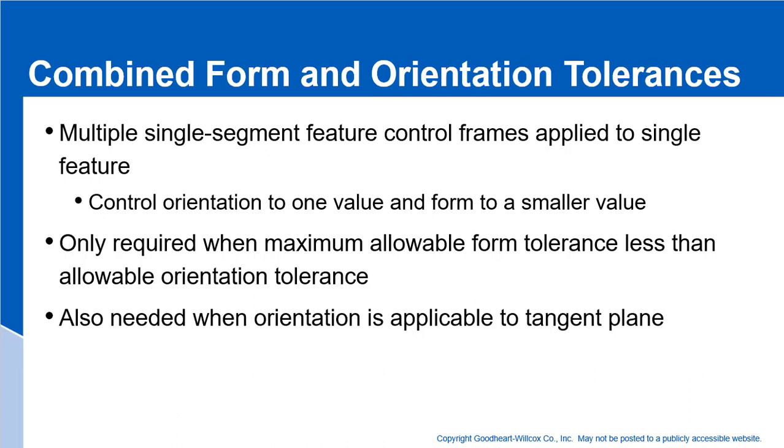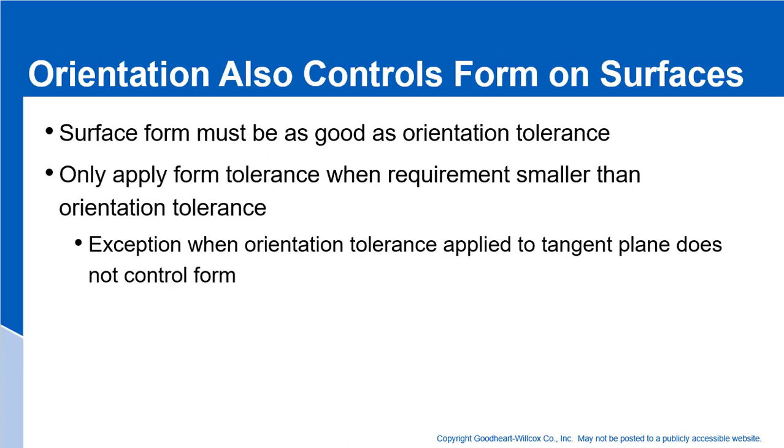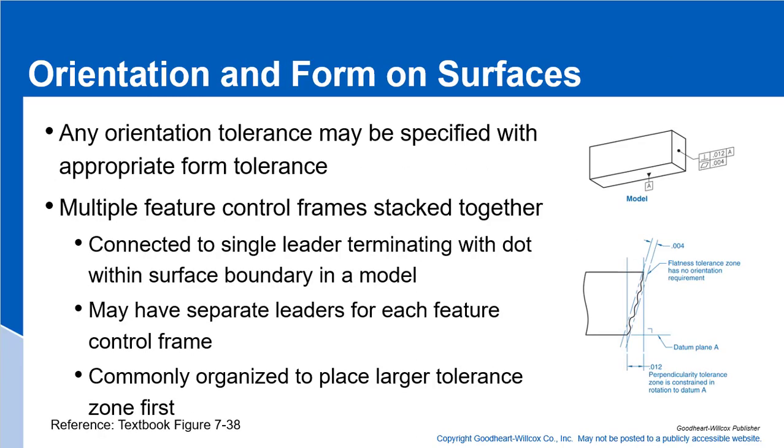It's also needed when an orientation is applicable to a tangent plane. So let's talk about this a little bit more. The surface form must be as good as the orientation tolerance, and you're only going to apply a form tolerance when the requirement's smaller than the orientation tolerance. And the exception is when the orientation tolerance applied to a tangent plane does not control form. So let's see what that looks like here in this slide right here.